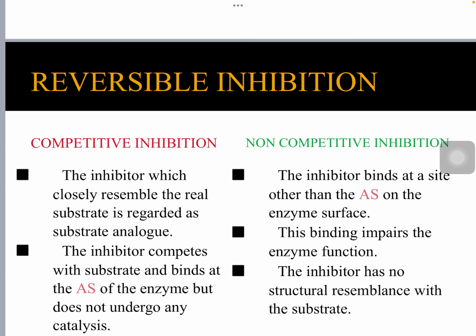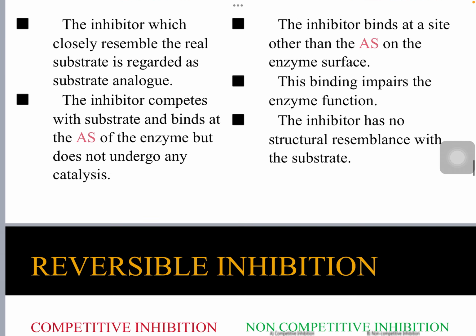Now the difference between competitive and non-competitive inhibition. In competitive inhibition, the inhibitor closely resembles the real substrate and is regarded as a substrate analog. It competes with the substrate and binds the active site of the enzyme but does not undergo any catalytic reaction. In non-competitive inhibition, the inhibitor binds a site other than the catalytically active site on the enzyme surface, and has no structural resemblance to the substrate.